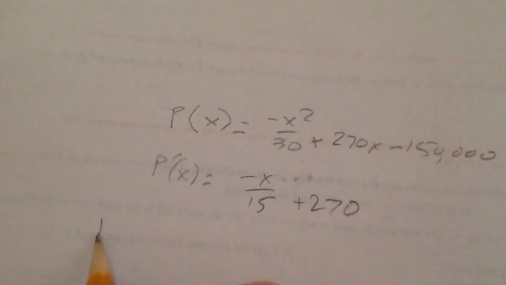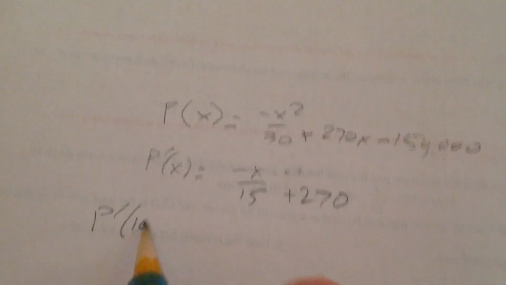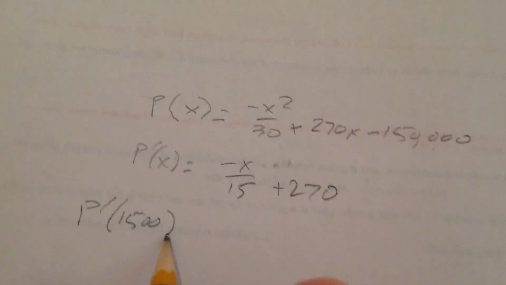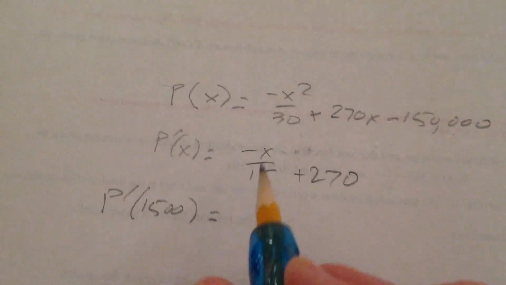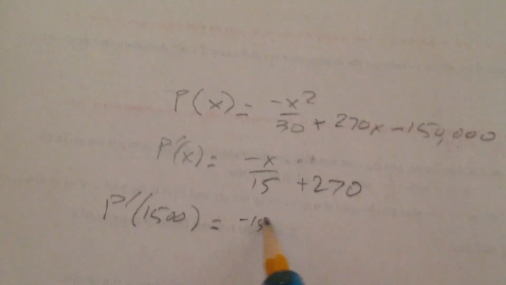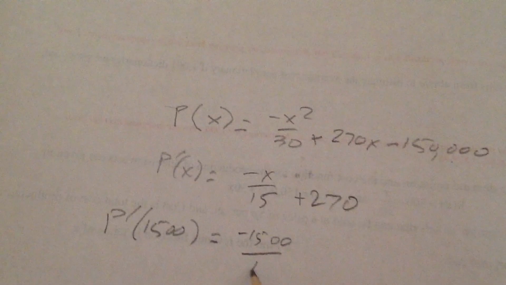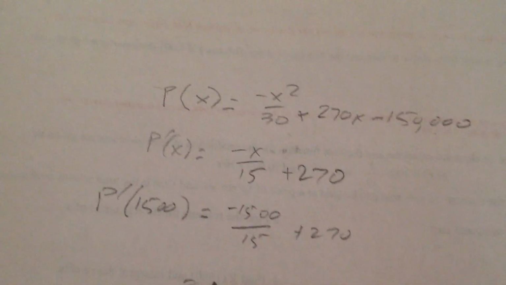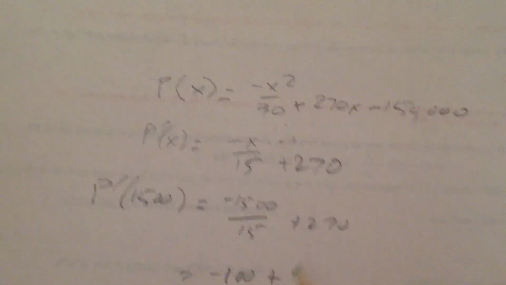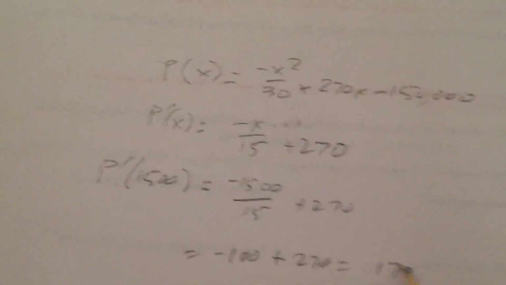And then the last question says find the marginal profit at 1,500 TV sets, which is at the point where we're breaking even. Again, I just plugged that in here, so negative 1500 over 15 plus 270. This is negative 100 plus 270, so it's $170.